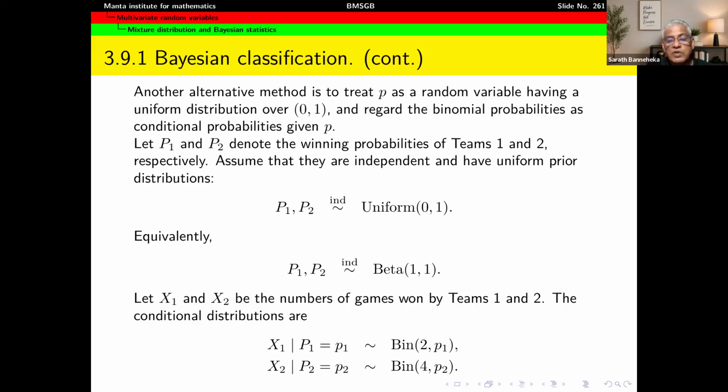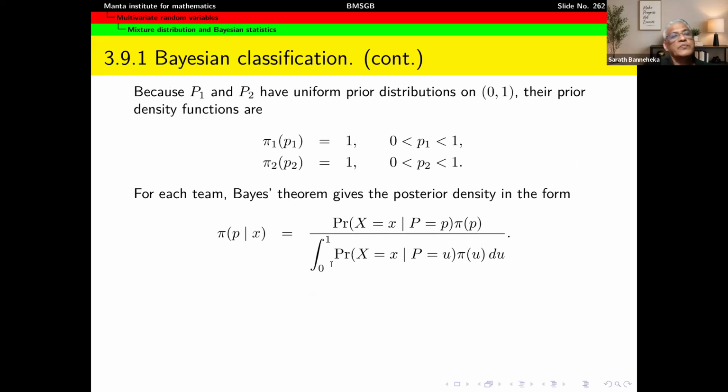Then the conditional distributions are binomial with the number of trials equal to 2 and some P1 here, where this P1 is the given value. So here we are looking at the distribution of X1 given capital P1 is equal to some simple P1. So in that case, when the given value is P1, of course, the distribution has that P1 here. For X2 also, we are assuming a binomial distribution with n equal to 4 with a given P2 here. So notice that now capital P1 and P2 will have distributions.